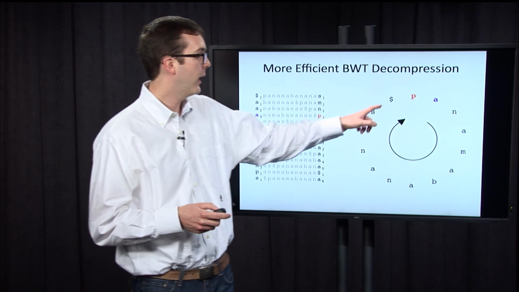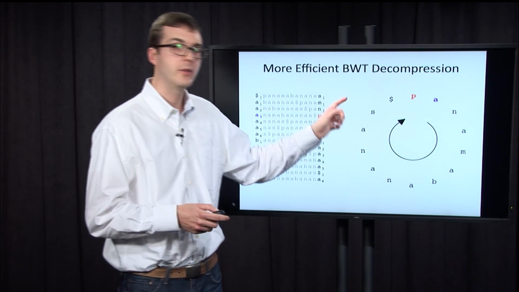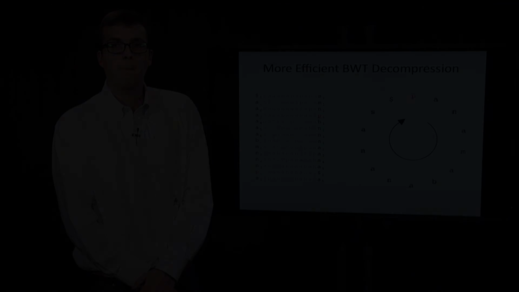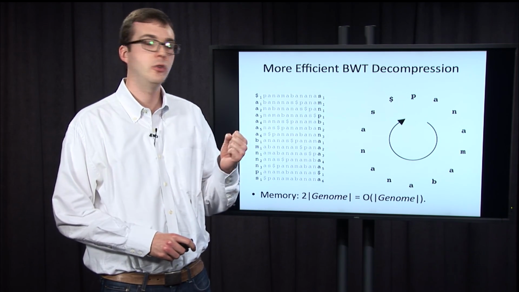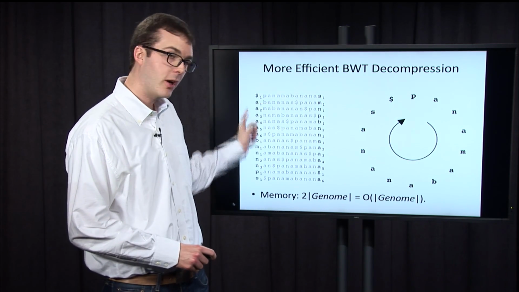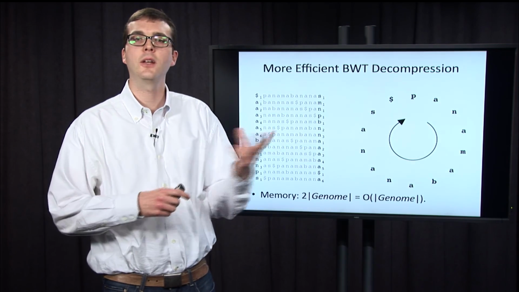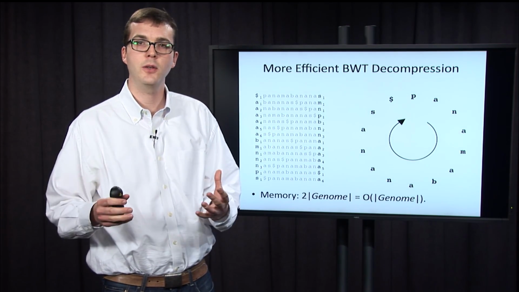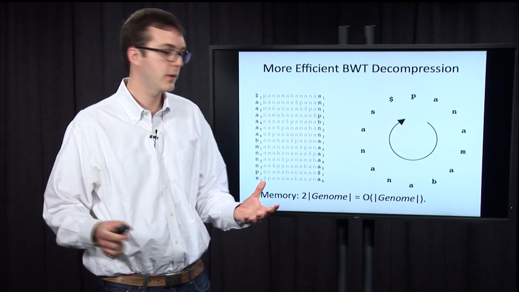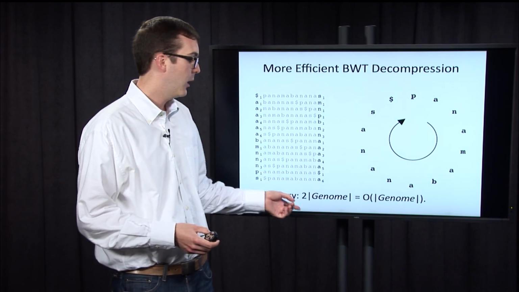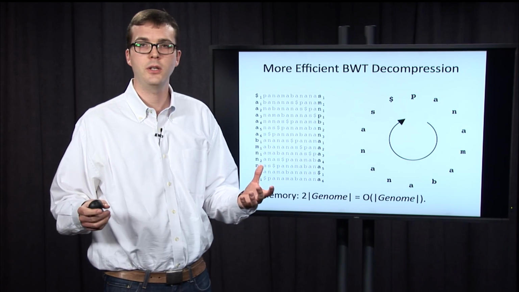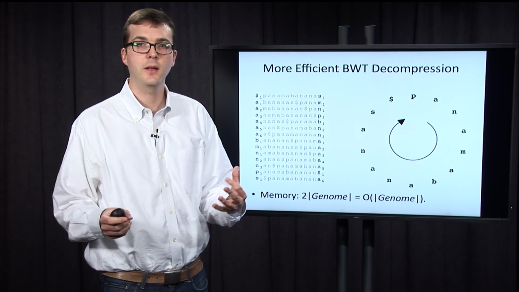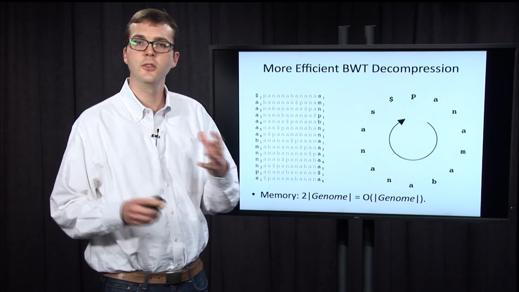Again, we know that the dollar sign ends the string, so we go this way. So we've now reconstructed our original string Panama bananas using only the first column and the last column, without needing to reconstruct any of the internal elements of this matrix. So if we've used two columns of the matrix, then we've used memory approximately equal to 2 times the length of the genome. So we're now at big O of genome for decompressing the Burrows-Wheeler transform. And this is great.